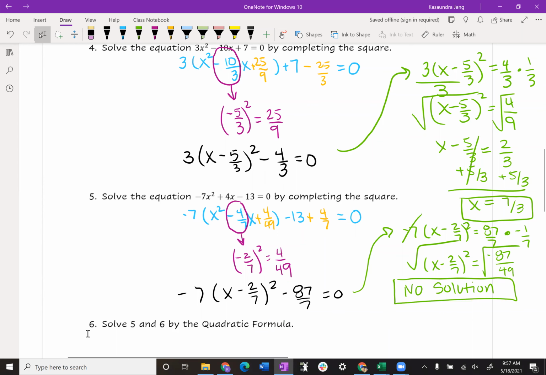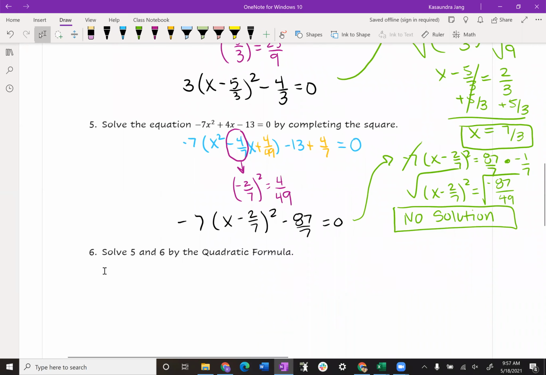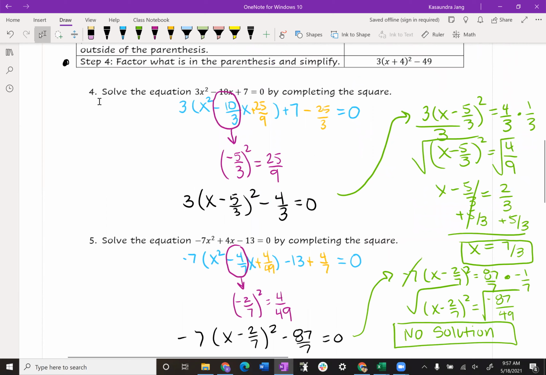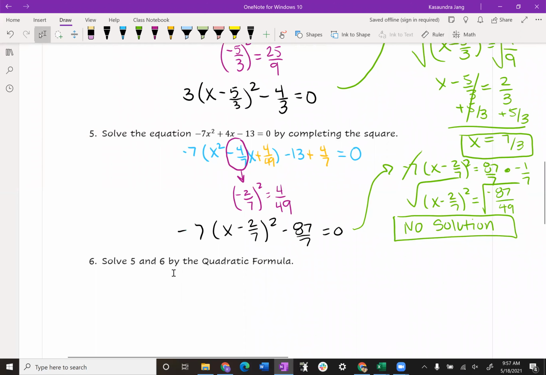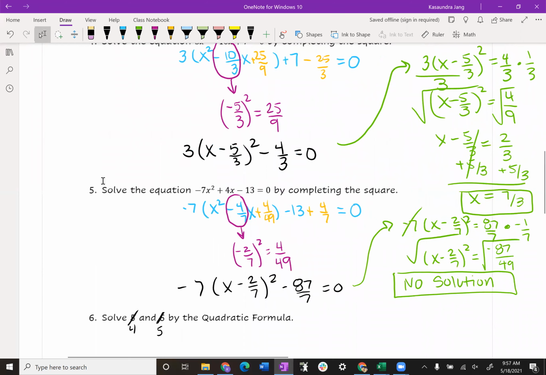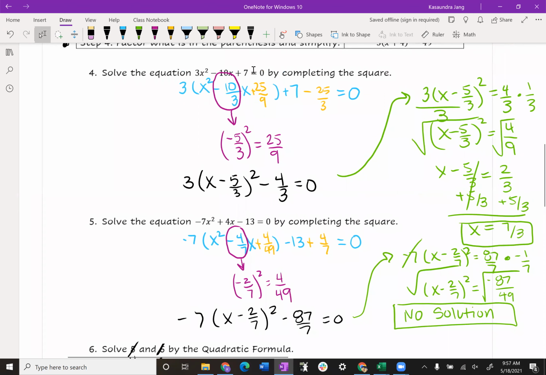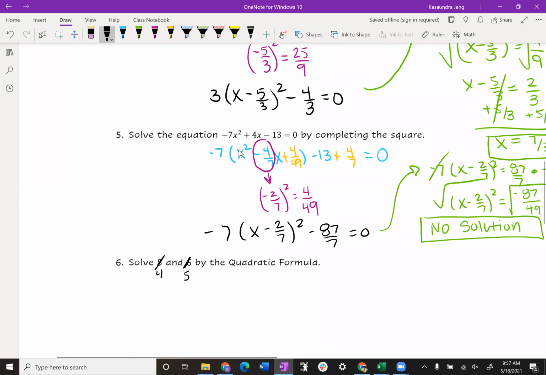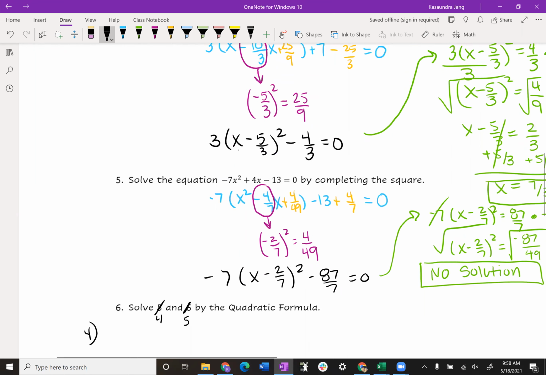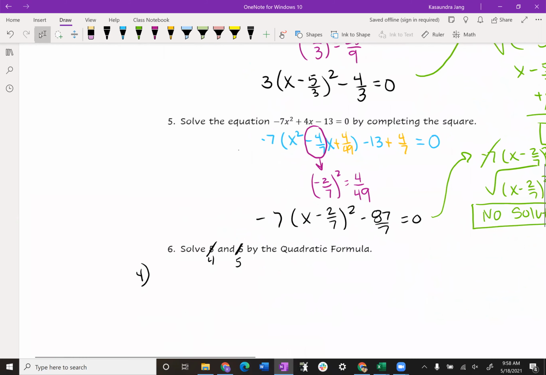They are then asking us on number 6 to solve the previous problems. Oh, this should say 4 and 5. Excuse me, I'll adjust this. Solve 4 and 5 by the quadratic formula. If you're using the quadratic formula on number 4, I'll put this down here. My quadratic formula, just as a reminder: x equals negative b plus or minus the square root of b squared minus 4ac, all over 2a.